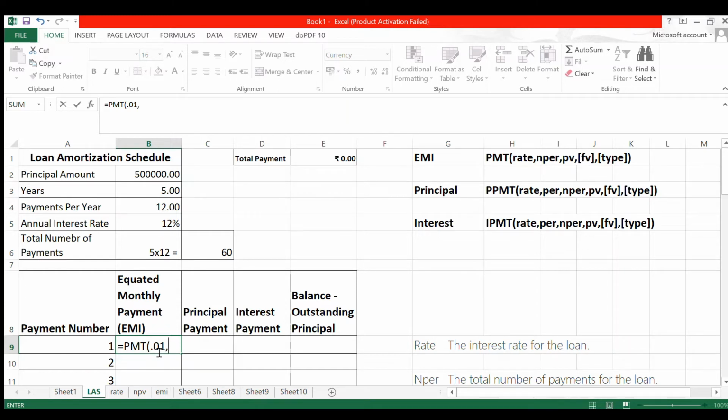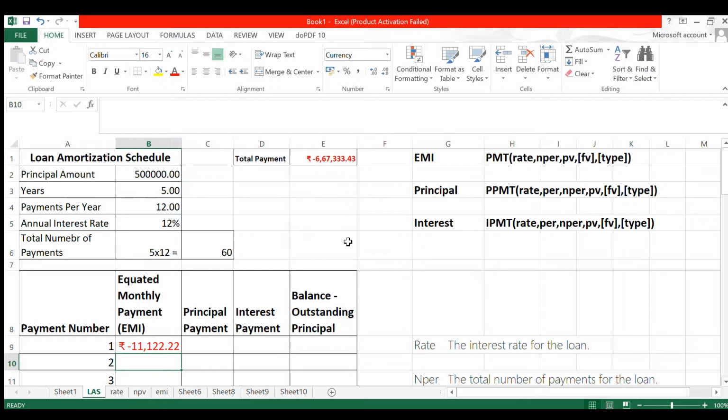Next one is the total number of payments. We have calculated the total number of payments as 60, so we are giving 60. Next is the PV. We are receiving 5 lakh rupees as a bank loan from the bank, so it will be 5 lakh. Close the bracket and press enter. You will get the equated monthly payment. We can see that the equated monthly payment is indicated by a negative sign. That means every month we are paying this amount to the bank.